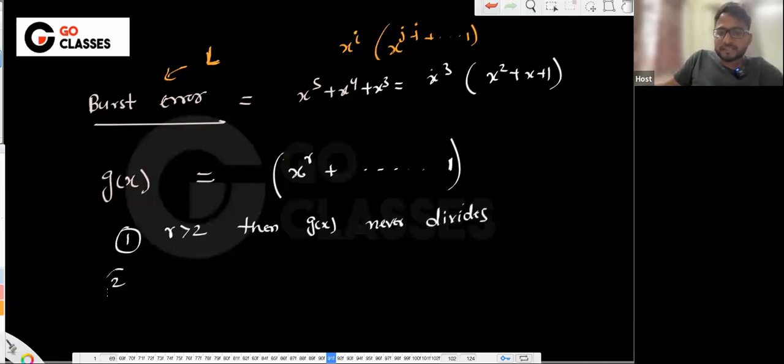Second case is saying that this R is exactly equal to 2, which means this is also x square plus x plus 1, which means R is exactly equal to 2. Then this term and this term are the same, always the same. Then G(x) always divides.